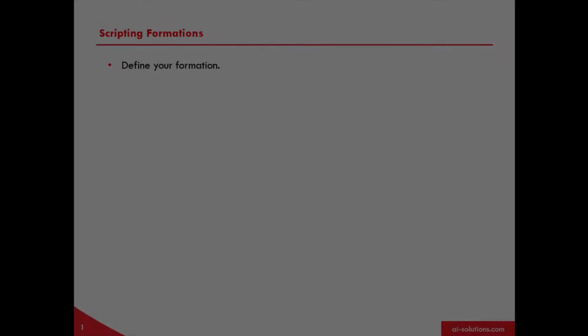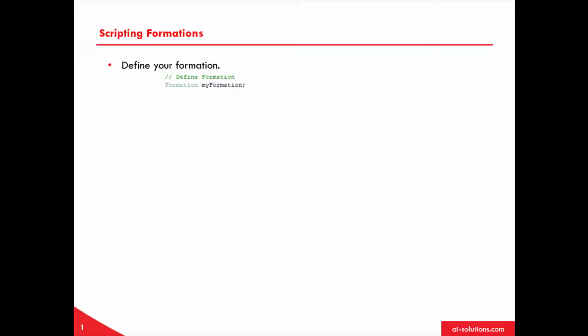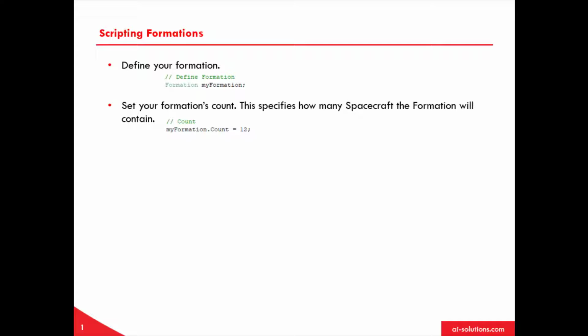First, you will need to define your formation. To begin editing the formation, you must start by setting its count, or length. This specifies how many spacecraft the formation will contain. This can be any numeric value, including functions which return numeric values, such as the GetNumberOfTLEStates function. For this example, we will set the count to 12.